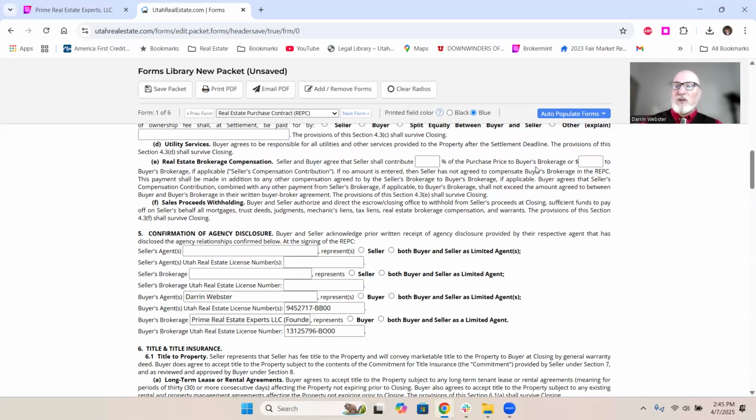So if you signed a 2% on that and the seller says they're willing to offer 3%, the buyer broker agency agreement only allows you to collect 2%. So keep that in mind. Or you can choose a flat fee. It's what you worked out in your buyer broker agency agreement.